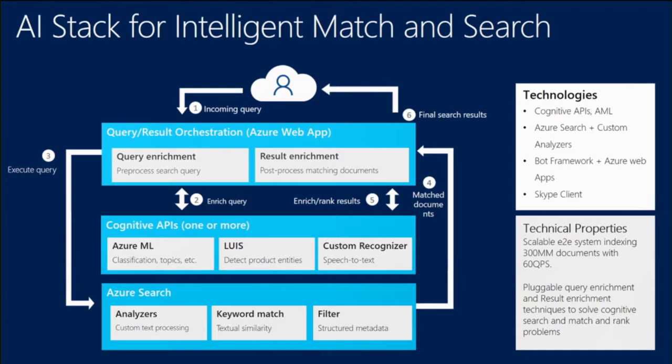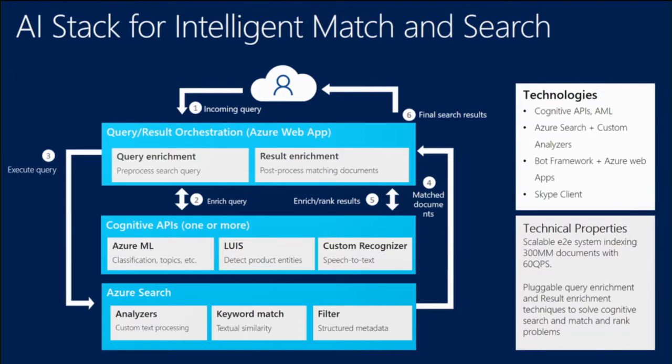It includes Azure ML, so things like classification, topic extraction, etc. LUIS, which we just covered, to extract entities and intent. And then you can have custom recognizers like Bing Speech API. Then the last layer is basically the search and surfacing layer, where you can add custom analyzers. You can add textual similarity. There's a concept of stemming. There's a concept around synonyms. How do you remove these synonyms, or how do you merge them together? And you can also filter and boost your data sets.